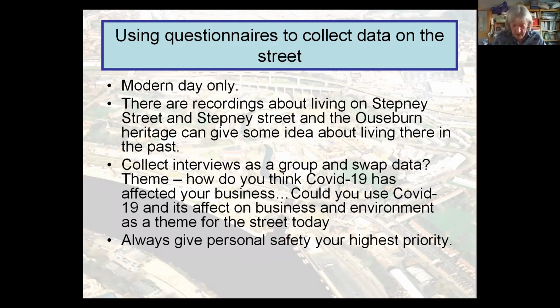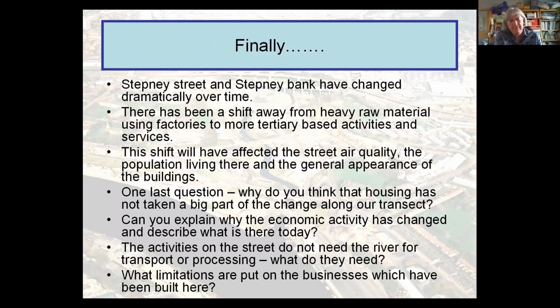So finally, our streets changed over time. Shift away from heavy material, street air quality. One last question for you. If you looked at our street, it was not necessarily dominated by housing, but there was a lot of housing there. And if it doesn't have housing, why not? If there aren't the jobs there, are people going to want to live next to the jobs? Are they going to want to live somewhere else? Do they want to live at St. Peter's Basin, for example? And can you explain why the economic activity is as it is today?